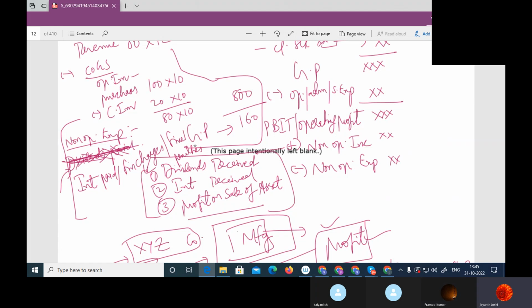This is the format we follow, and these are not the routine activities they do. These are not their operating activities. So interest paid, finance charges, fines, penalties, all are non-operating expense. We deduct this, we get PBT, that is profit before tax. We deduct tax, then we get PAT. Okay, so please note down till here.